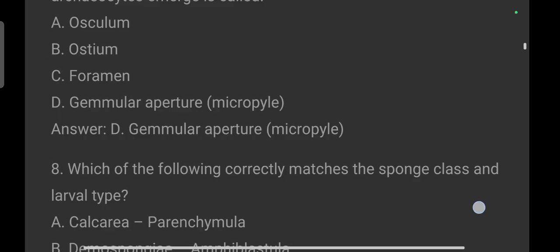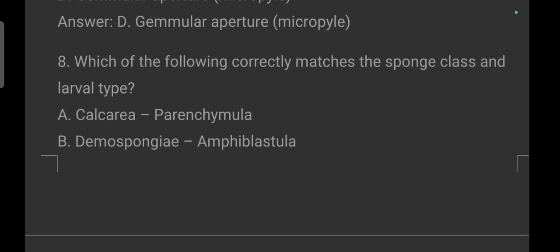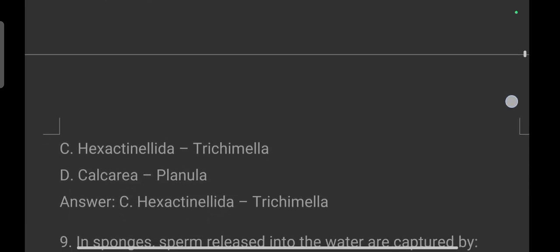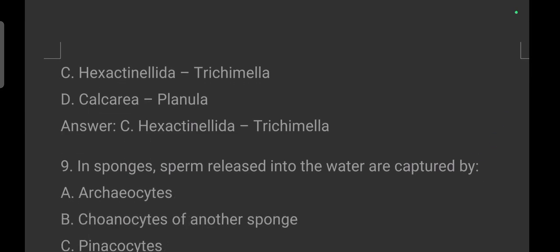Which of the following correctly matches the sponge class and the larval type? Calcarea and the larva is parenchyma. Desmospongia larva is amphiblastula. Hexactinellida larva is trichomela and Calcarea larva is planula. The correct answer is Hexactinellida and the larva is trichomela.